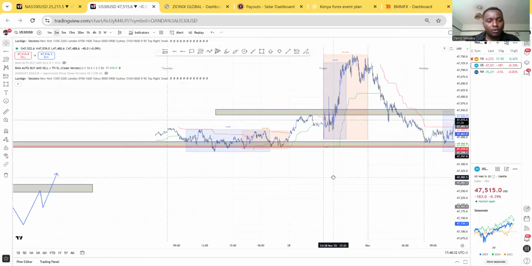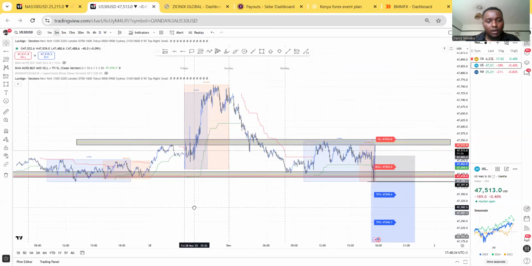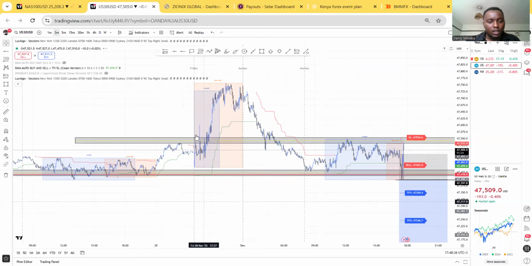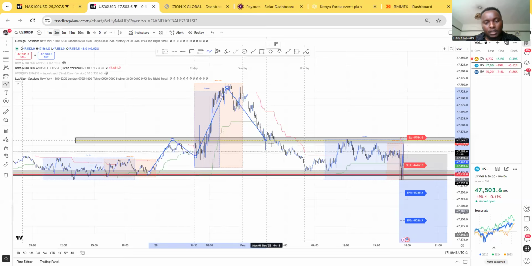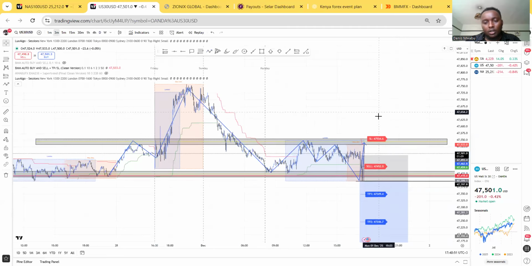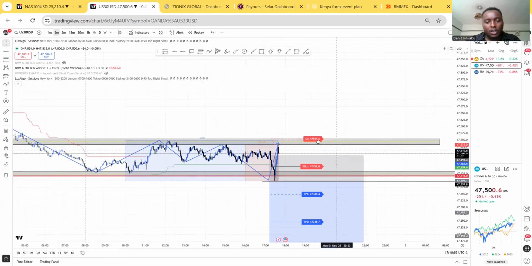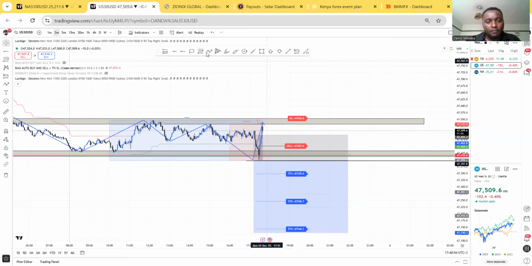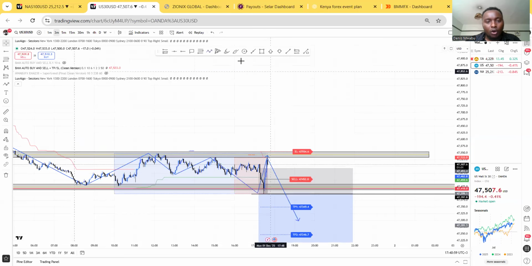Okay, so why have I drawn that zone? Remember, you always want to take a look at an area and see, okay, what did we have before? You can see price came, rejected that zone, pushed up. Price came here, did nothing, came here, rejected it, pushed down. Came here, rejected it, pushed down. So price is at this particular area. You can either have two things: either reject this zone again and continue pushing down, or break above and push up.